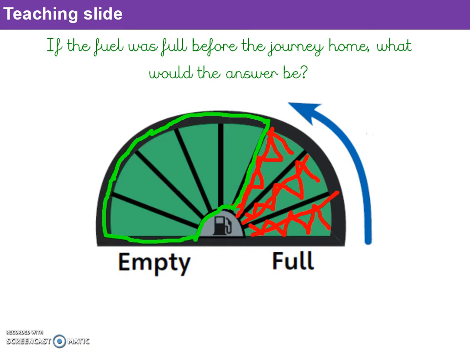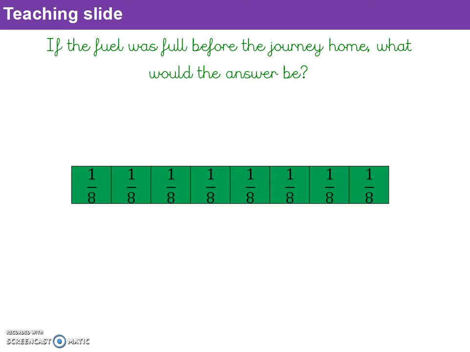So if the fuel was full before the journey home, what would the answer be? Well, if the fuel was full, I'd have 8/8. I would still use the 3/8, and it would leave me with 5/8. And let's see whether, if we used a different strategy, we'd get the same answer. So here's my bar model chopped into 8 equal parts to represent the 8s, and I'm simply going to take off 3 of these 8s. And this will leave me with 5/8 remaining.